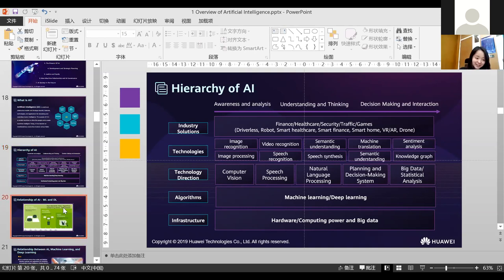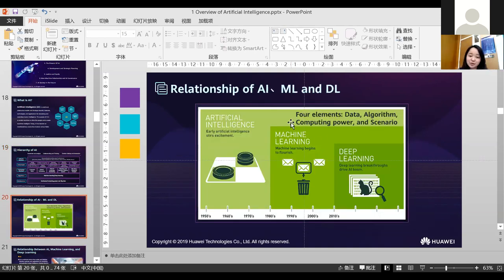Thank you so much. So here is a diagram that shows the relationship between AI, machine learning and deep learning. AI is a very large topic and machine learning is a solution of artificial intelligence. So machine learning is a subtopic of AI and deep learning is a subtopic of machine learning. And machine learning is a kind of algorithm where we create a model and let the model explore some useful information from the data automatically.